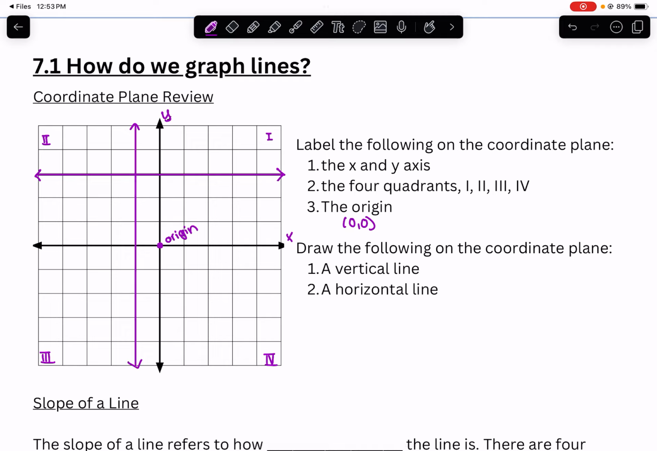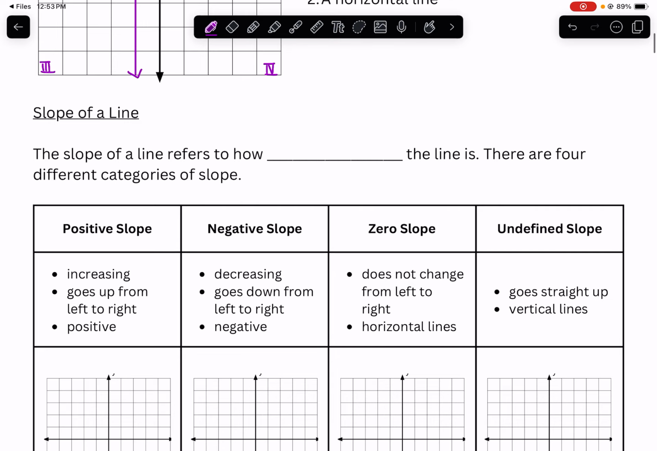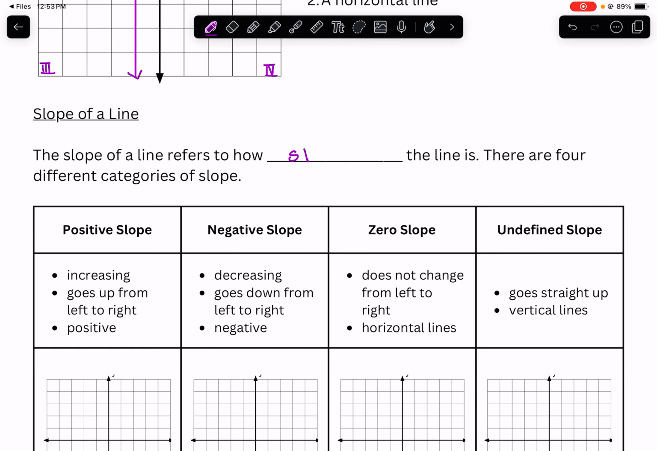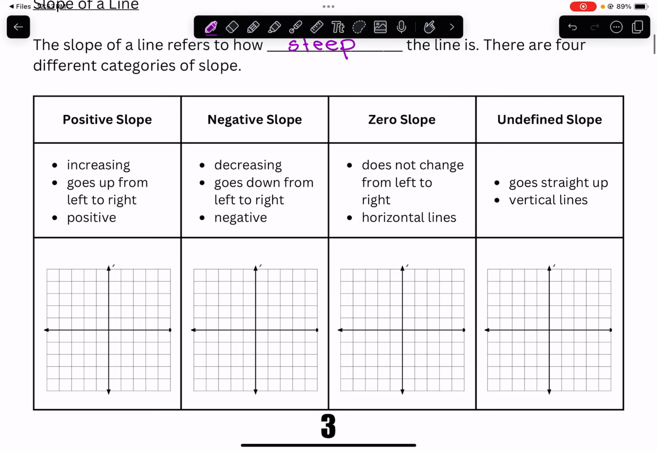But in this unit, we're going to be talking about lines that are a little bit different, that might have a different slope. A slope refers to how steep a line is. This should be a flashback from Algebra 1. There are 4 different types of slope. A positive slope is increasing as you go up from left to right. You have to think of it as if you're climbing a mountain. To go up, there is a positive amount of effort, as opposed to a negative slope, which is like sliding down. It's relatively easy, right? It's doing the work for you.